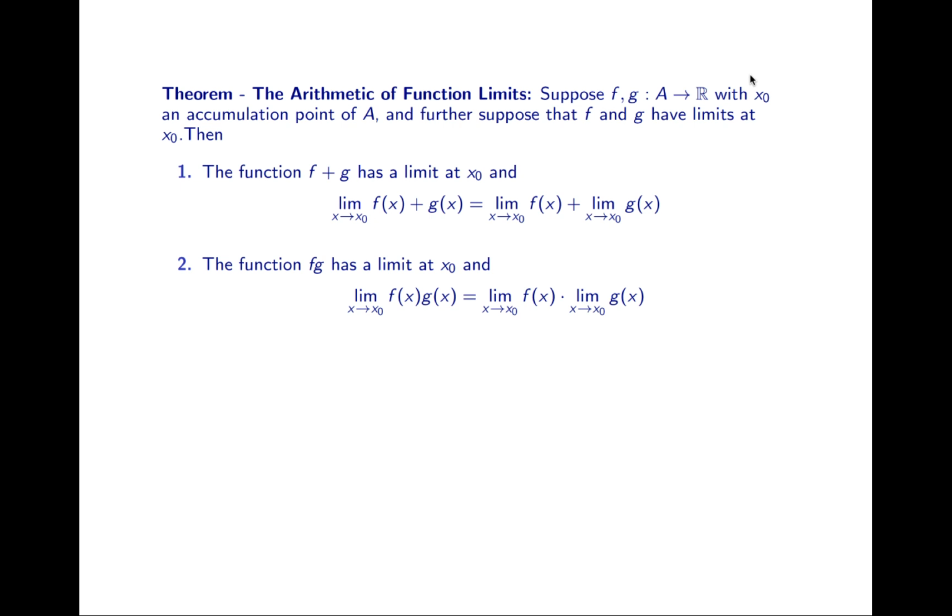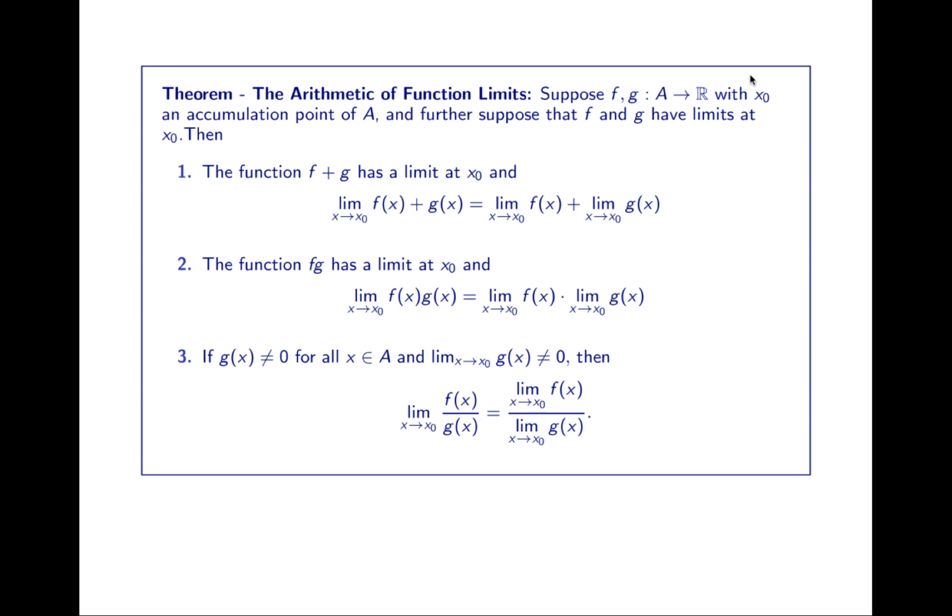The same is true for products. If I take the limit of f times g, I get the limit of f times the limit of g. And the last, of course, is the quotient rule for function limits, so long as the denominator is never 0 and doesn't converge to 0, then we can distribute the limit to the numerator and denominator.